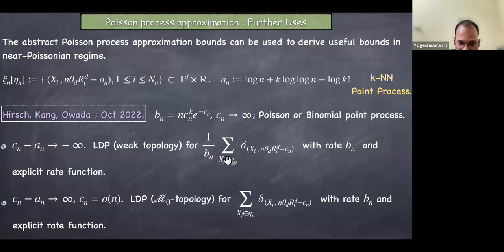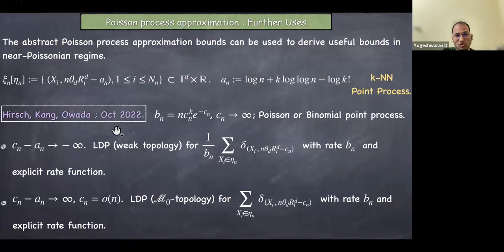And they showed the other way around also. If C_n goes faster than A_n, this point process will actually become an empty measure. This will converge to a null point process. But nevertheless, by changing the topology, you can still get a large deviation. And they again do it with the rate B_n and so on. So in the first case, B_n actually goes to infinity, so the point process blows up to an infinite point process, and they suitably scale it and show an LDP. And in this case, it becomes a null point process. They change the topology and show an LDP.